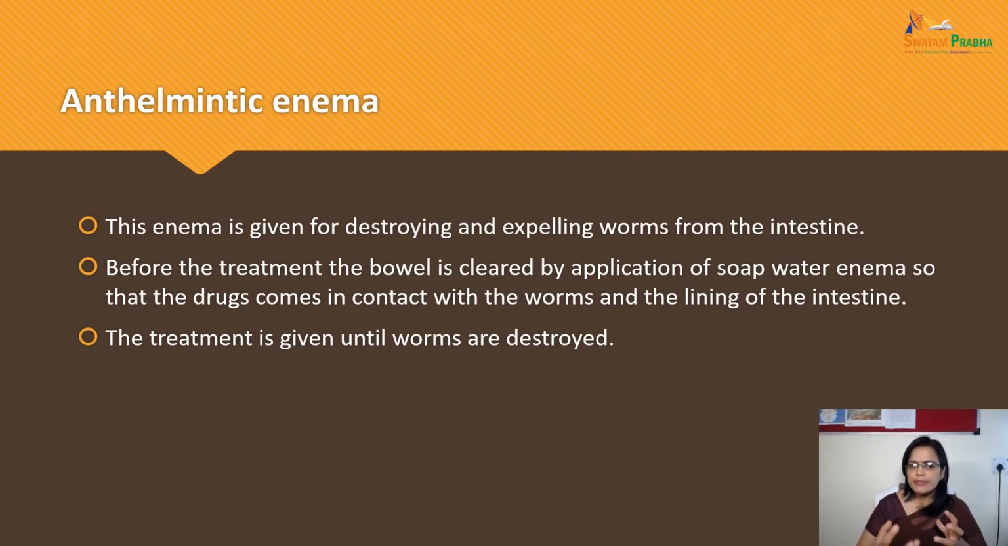Anthelmintic enema is given to destroy and expel the worms from the intestine. Before the treatment, the bowel is cleaned by application of a soap water enema so that the drug comes in contact with the worms and kills them, and it basically cleanses the lining of the intestine. The treatment is given until the worms are destroyed. So it is anthelmintic enema.